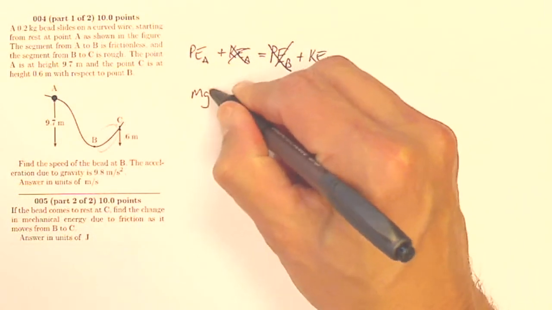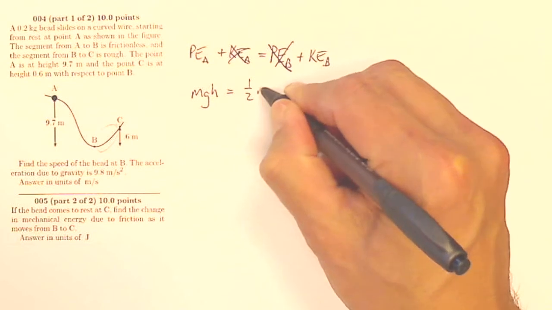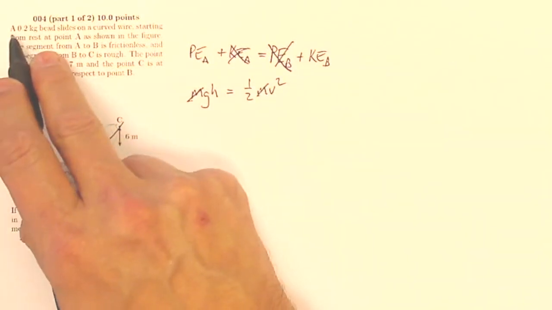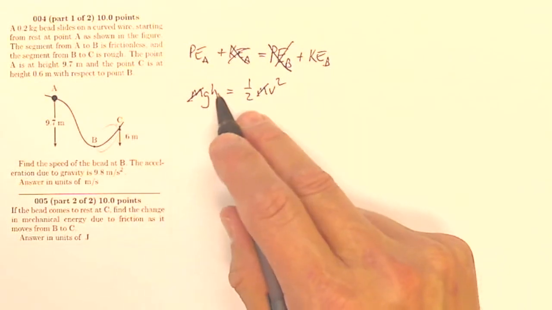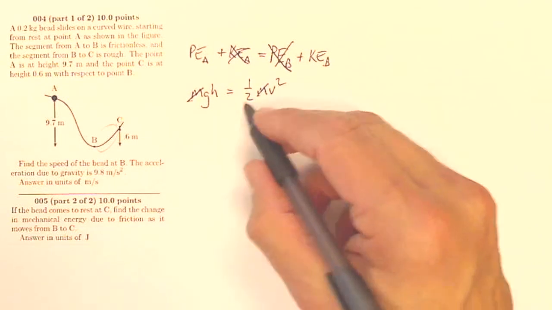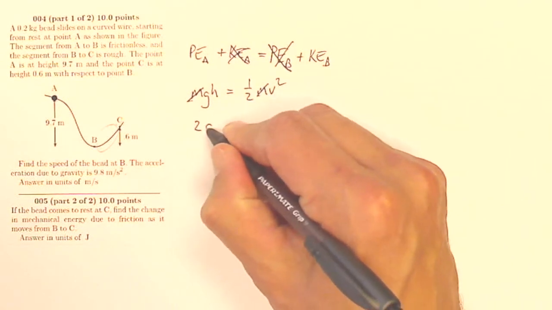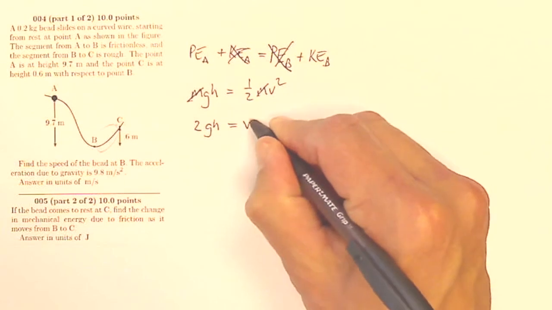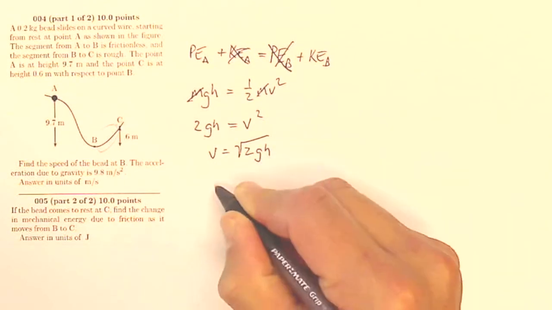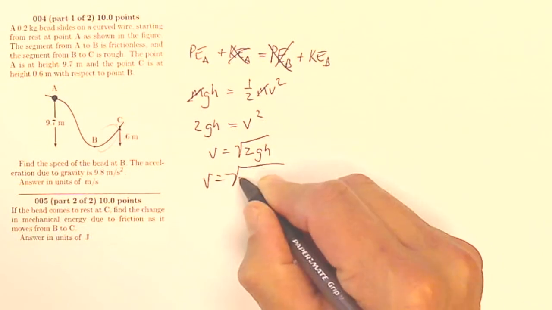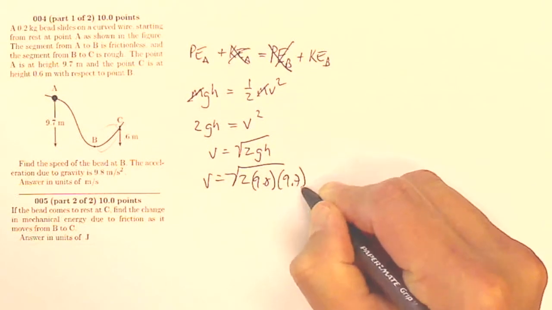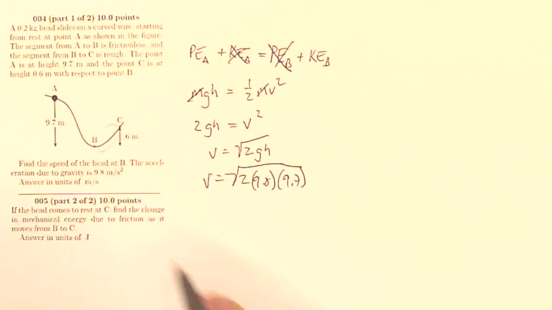So I've got mgh equals 1/2 mv squared. You'll notice that the masses also cancel out, so I don't need to know that it's 0.2 kilograms. So I've got gh equals 1/2 v squared. If I want the speed at that point, I can multiply by 2, so I get 2gh equals v squared. So v is going to be the square root of 2gh. So my velocity is going to be the square root of twice 9.8 times my height of 9.7. So that's going to be my velocity at point B.